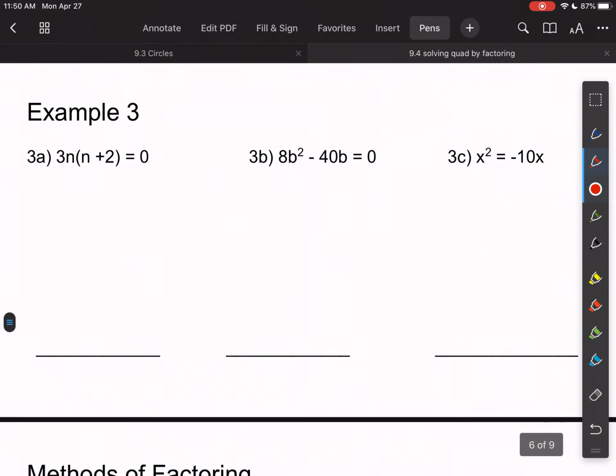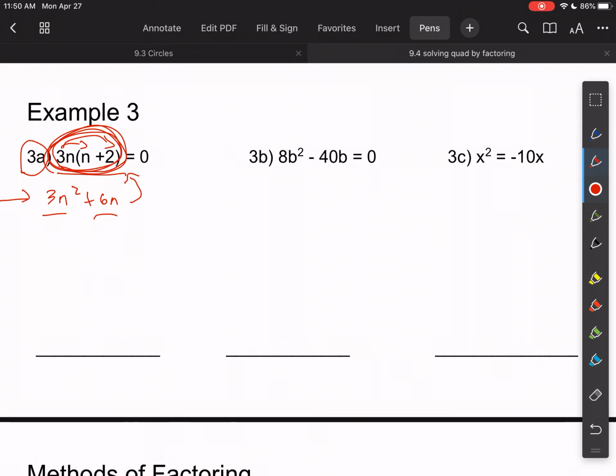So for example 3, what's nice about the first one they gave us here is they factored it for us. This is already factored. If you were to FOIL this out, don't do this, but if you were to, you would get 3n squared plus 6n. This is more complicated, in my opinion, just because I can't determine what the zeros are very easily from this. So we're looking for things in factored form. This is already factored.